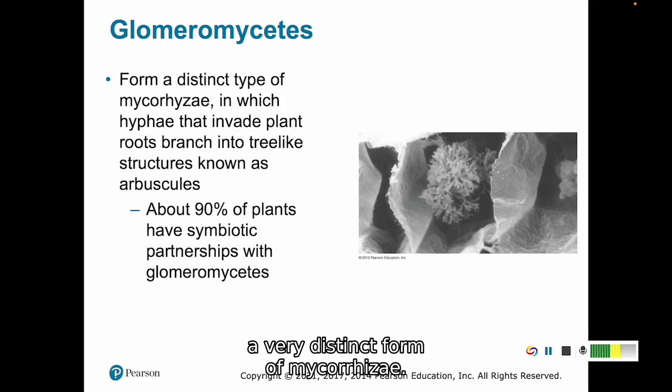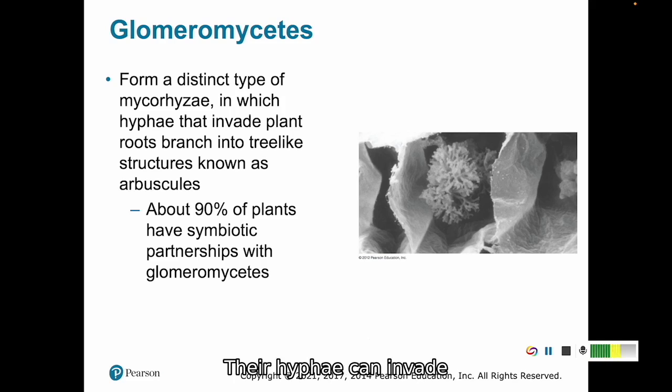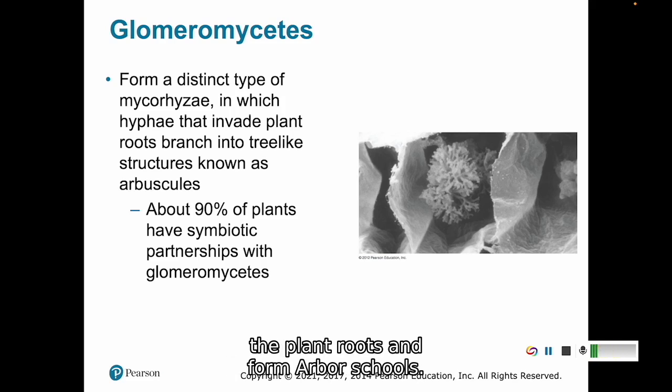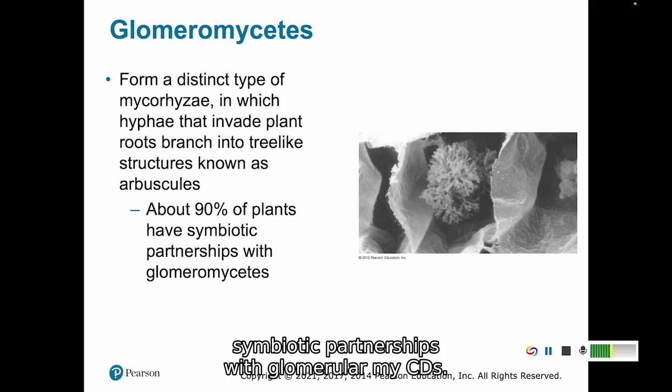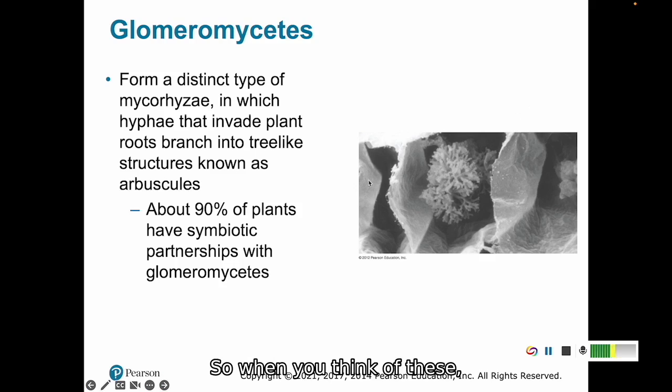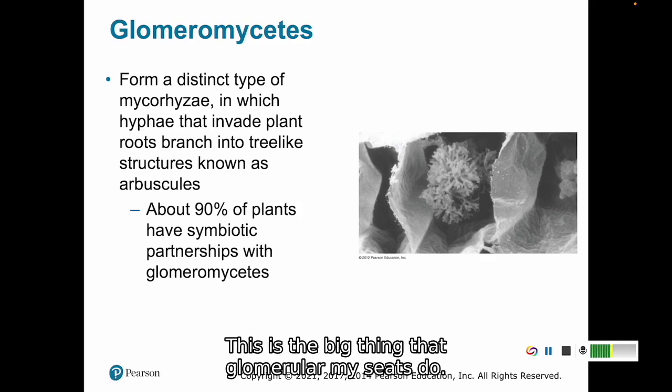Glomeromycetes have a very distinct form of mycorrhizae. Their hyphae can invade the plant roots and form arbuscules. About 90% of plants have symbiotic partnerships with glomeromycetes. So when you think of these, really what you need to think of is plant symbiosis, mycorrhizae. This is the big thing that glomeromycetes do.